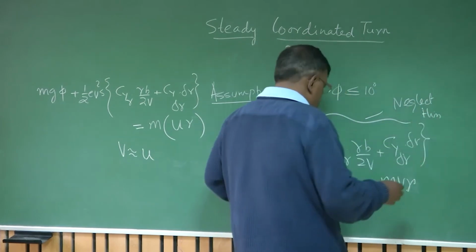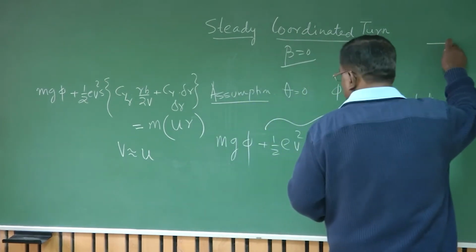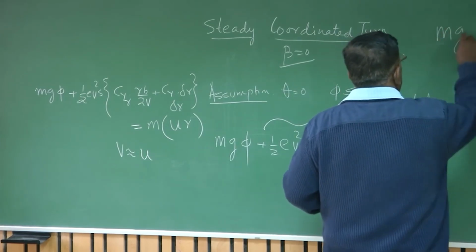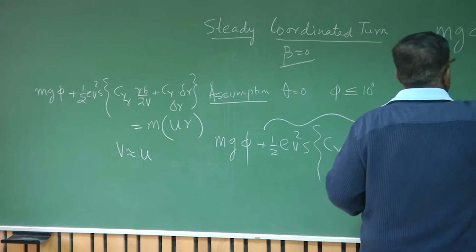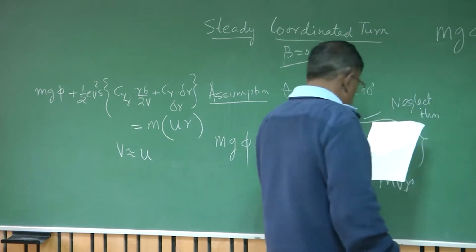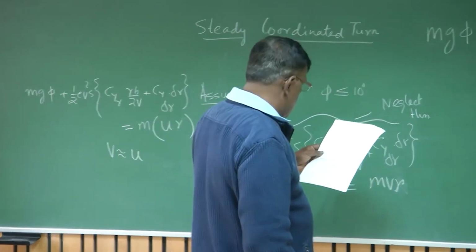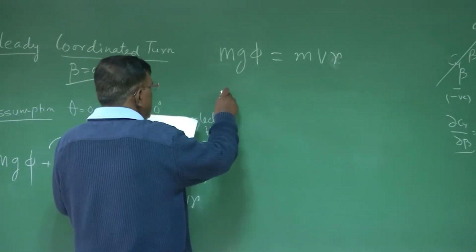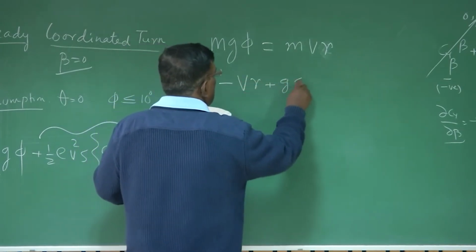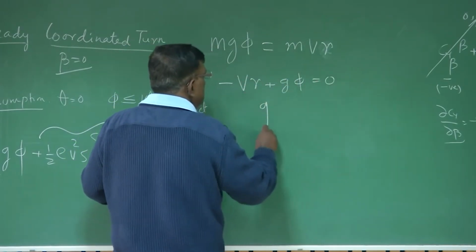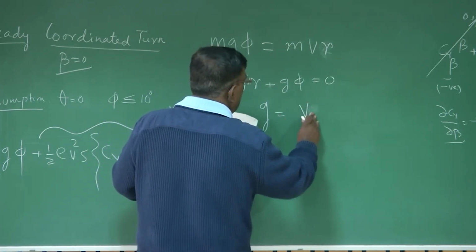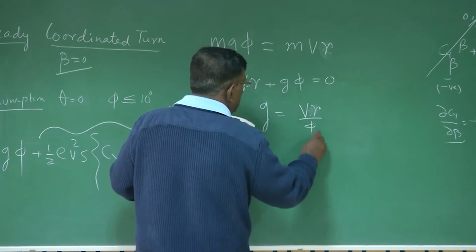then what I get is mg phi equal to mVr, or r, whatever notation I am writing. The m gets cancelled, so I am writing it as minus Vr plus g phi equal to 0, or you could see g equal to Vr by phi.